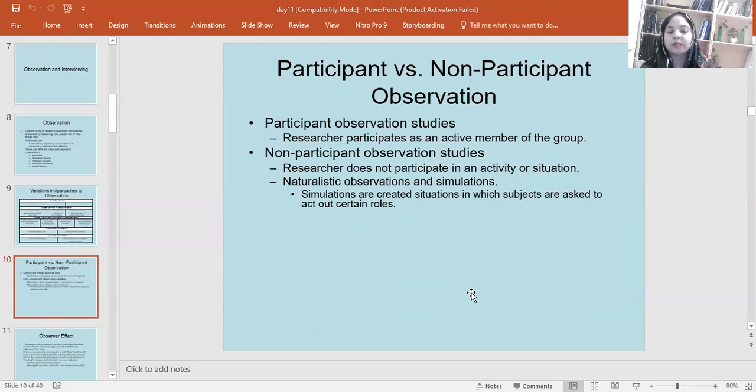Participant versus non-participant observation. Participant observation is when the researcher performs the role of an active member of the group, and the researcher performs the role of participant as well. This I have already explained. Non-participant observation is where the researcher does not participate in any activity or situation, but observes only.